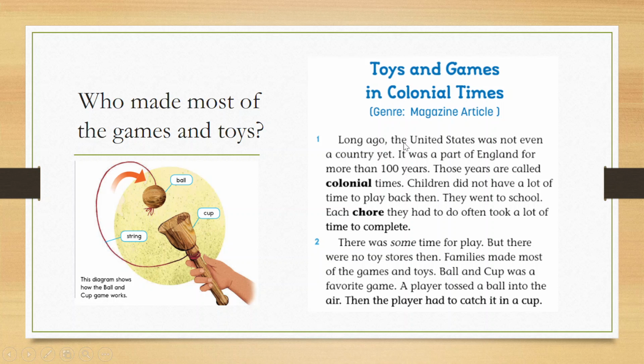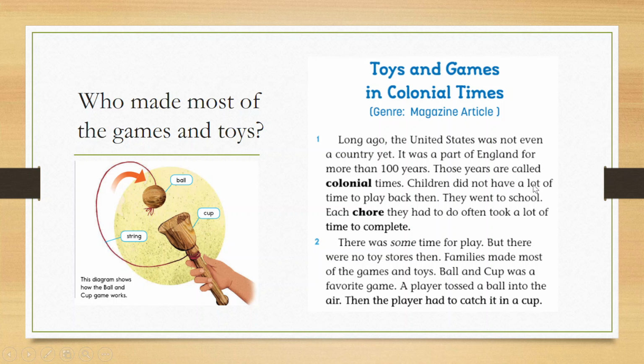Follow the reading, okay? Long ago, the United States was not even a country yet. O sea que hace mucho tiempo los Estados Unidos no era un país. It was part of England for more than 100 years. Fue parte de Inglaterra por más de 100 años. O sea que Estados Unidos era de Inglaterra. Those years are called colonial times. O sea que ese tiempo que fue parte de Inglaterra se llamó tiempo colonial.